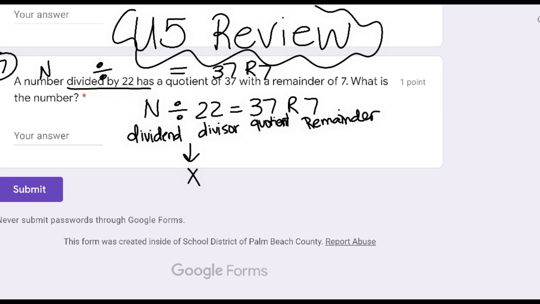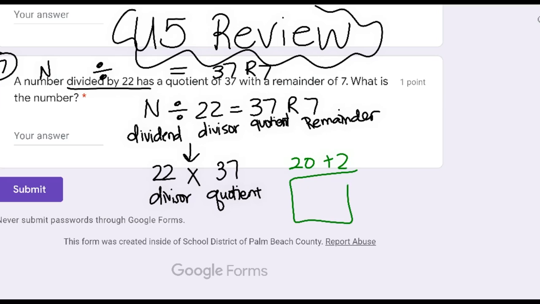So let's take our divisor, which is 22, and multiply it by the quotient, 37. Bringing it back to simple 4th grade multiplication. I love it. Let's get started. So my 20 plus 2 multiplied by my 30 plus 7. Let's go. So 3 times 2 is 6. How many zeros should I bring over? 2 of them.